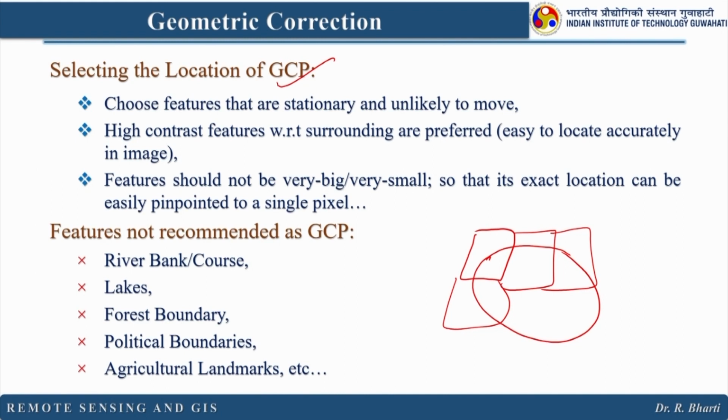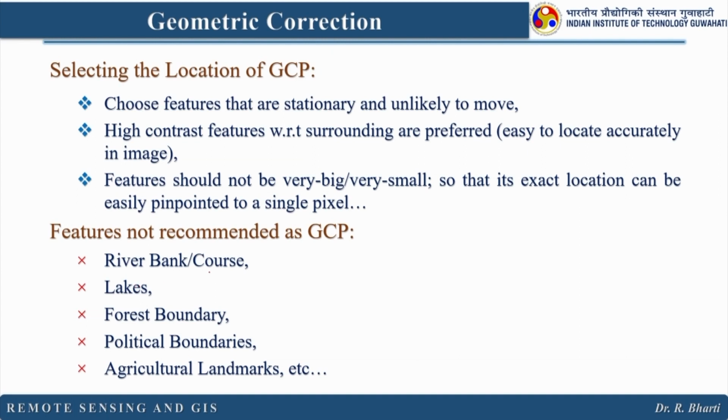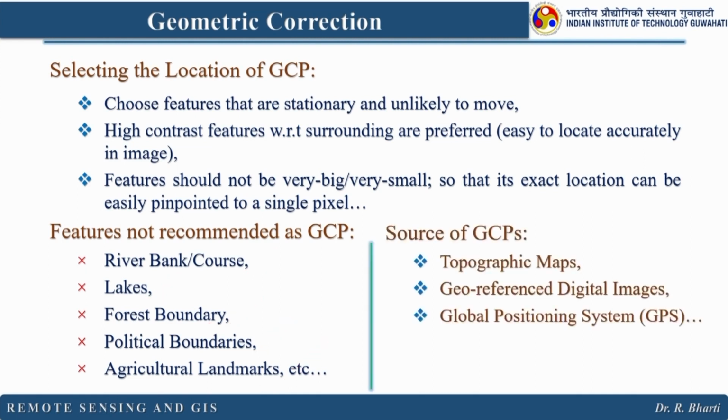And the features that should not be considered are listed here. So you can see river bank course, lakes, forest boundary, political boundaries, agriculture landmarks. Some sources from where you can collect this GCP.